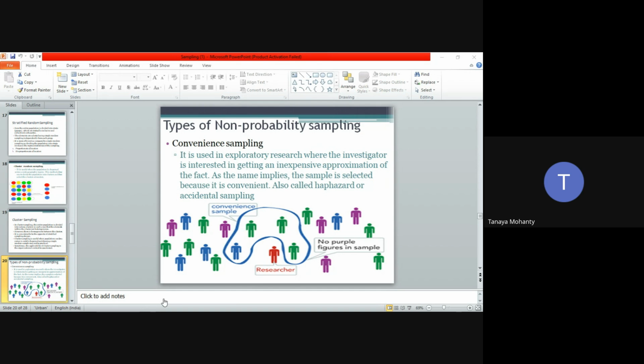Welcome back. We will continue with non-probability sampling. When it comes to non-probability sampling, the first category that we deal with is convenience sampling. If you remember, yesterday we were discussing exploratory research, and in exploratory research, normally, you do not have much information about your field, and you are just trying to collect some preliminary basic information.